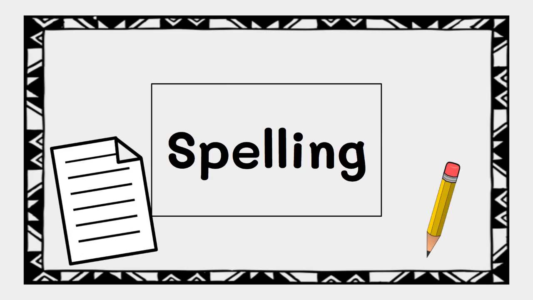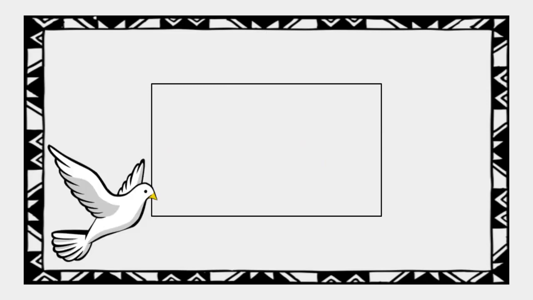Get your writing materials ready or be thinking of the letters you would need to use. Let's spell flies. First, we'll spell the base word, then we'll add on our suffix. The base word of flies is fly, so let's say the sounds.